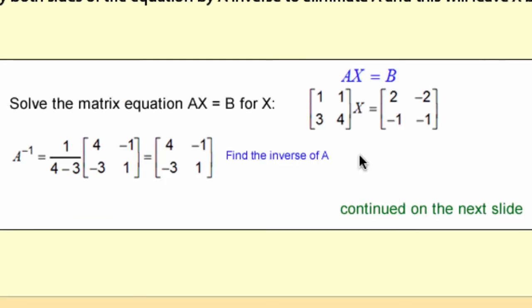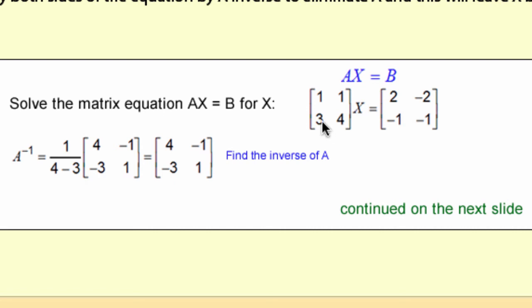And matrix equations, you can have AX equals B, for example, where A, X, and B are all matrices. So matrix A is [1, 1; 3, 4]. Matrix B is [2, -2; -1, -1]. And you're trying to find what matrix multiplied by [1, 1; 3, 4] gives you this resultant matrix B.